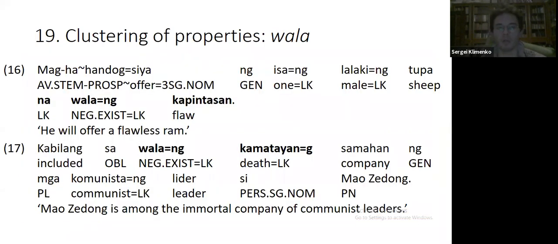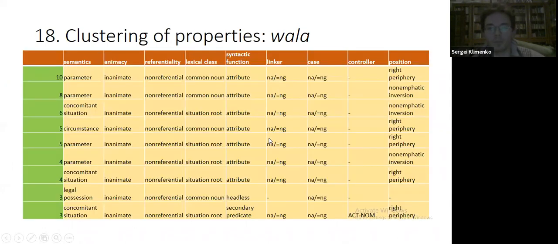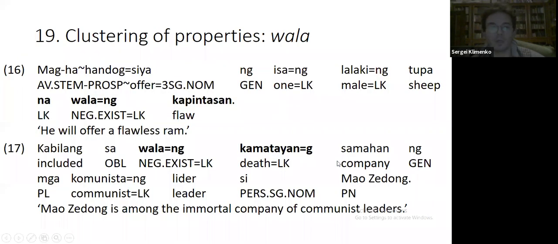So here on this slide, I have two examples for the two most frequent clusters of properties for constructions with wala. So in 16, it's he will offer a flawless RAM. It's an attributive construction, and in the right periphery. And in 17, we have walang kamatayang samahan, which means immortal company, company that doesn't have death. So the only difference between the two is that in the second example, it is used in non-emphatic inversion to the left of the constituent being modified.